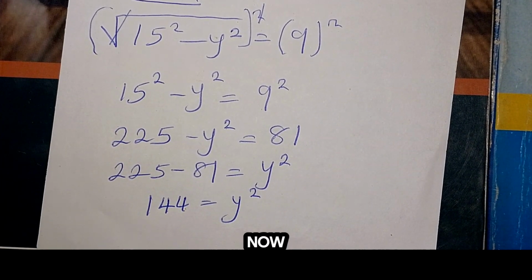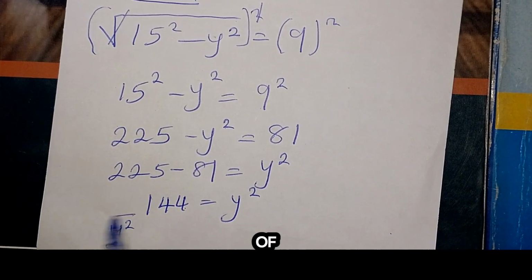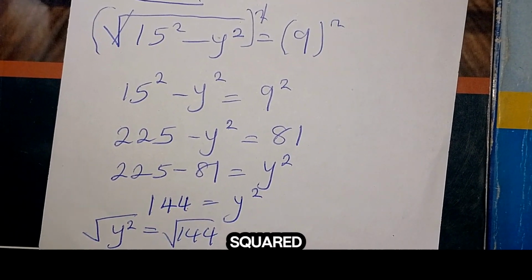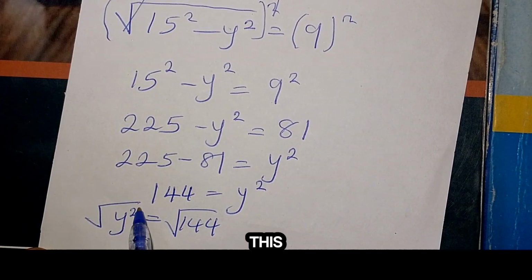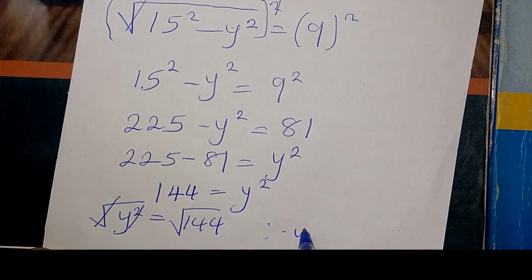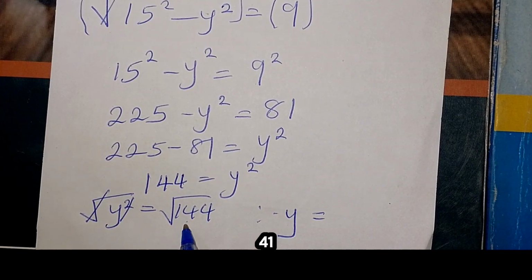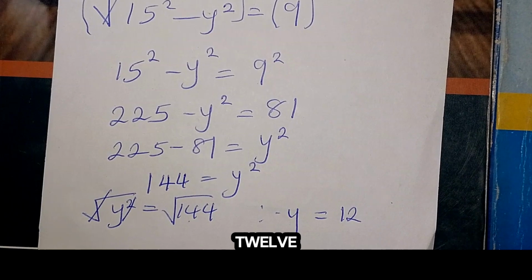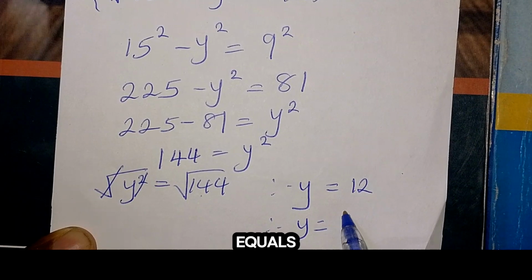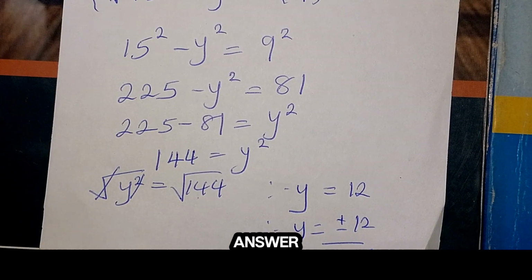So we now square both sides. So we have (y^2) all squared equals 144 squared. So this square will cancel this square. Therefore, y equals, what is the square root of 144, which is 12. Therefore, y equals plus or minus 12. And this is the final answer.